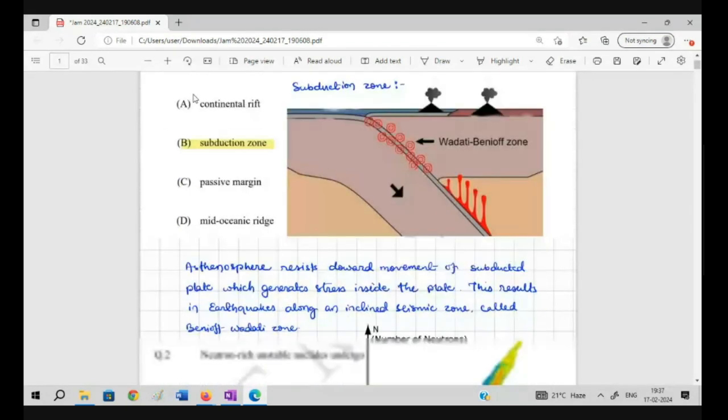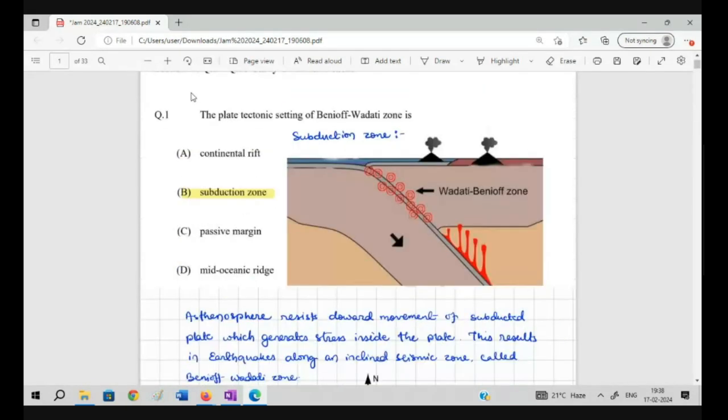Okay guys, so let's see the first question. It is about the plate tectonic setting of the Benioff Wadati zone. It is associated with which type of tectonic setting? Okay. And as you can see, we have marked it as the subduction zone. Many of you, I hope, have answered it right. You can see this is a subduction zone setting.